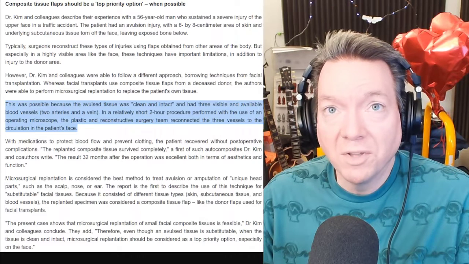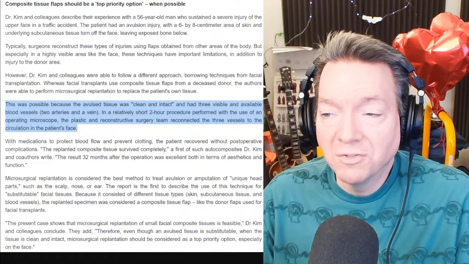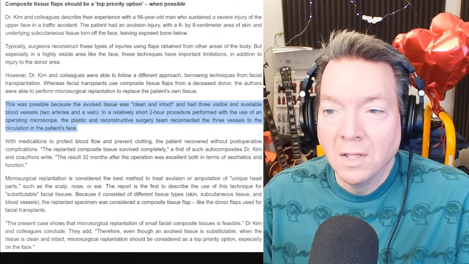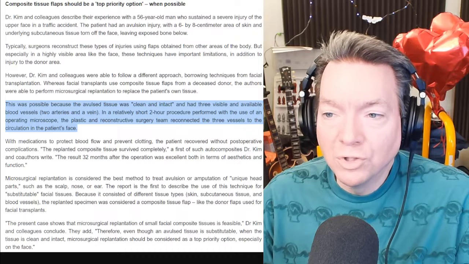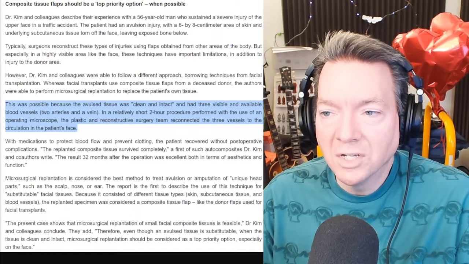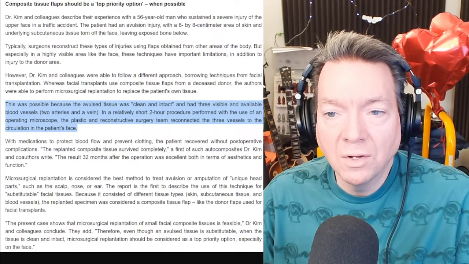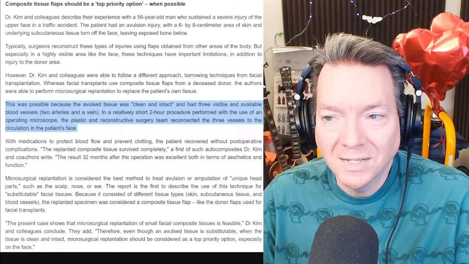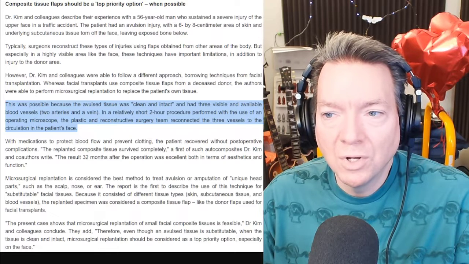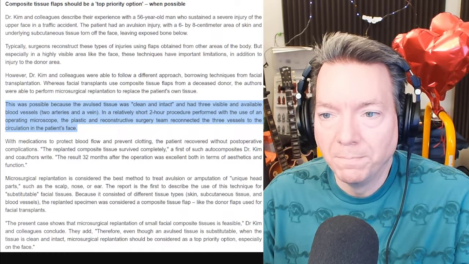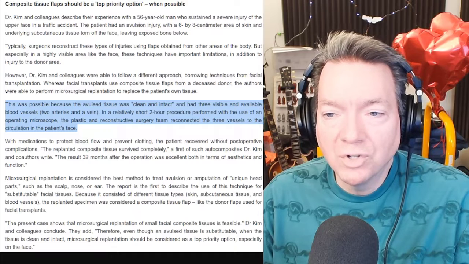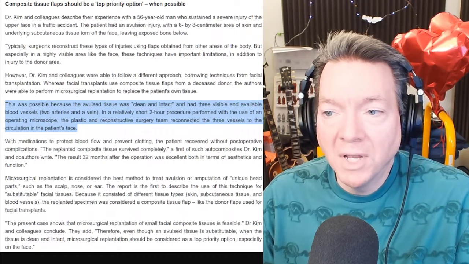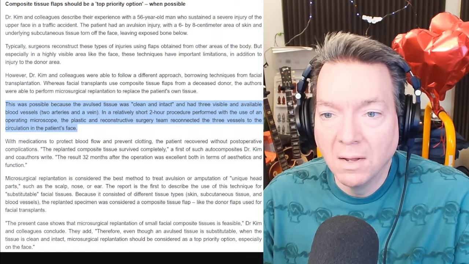Doctors described their experience with a 56-year-old man who sustained a severe injury of the upper face in a traffic accident. The patient had an avulsion injury with a 6 by 8 centimeter area of skin and underlying subcutaneous tissue torn off the face, leaving exposed bone below. Now, typically, surgeons reconstruct those types of injuries using flaps obtained from other areas of the body.